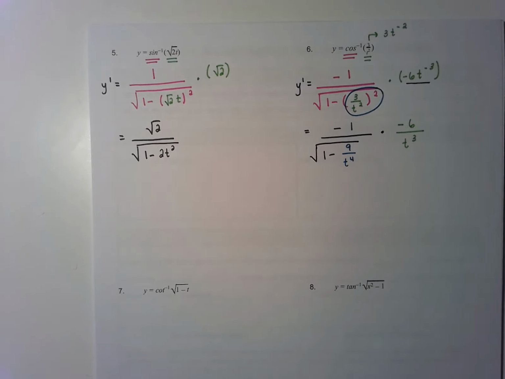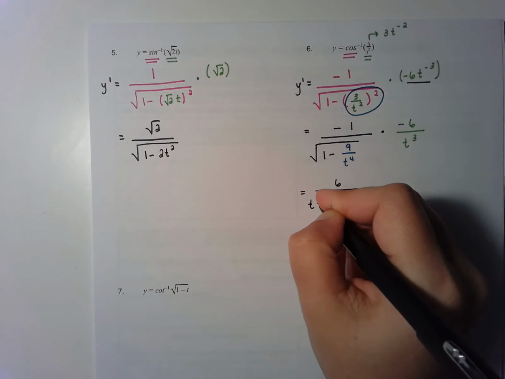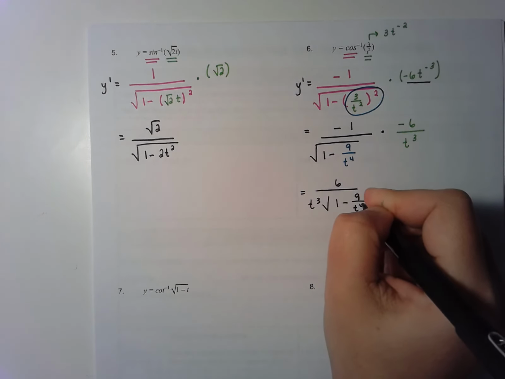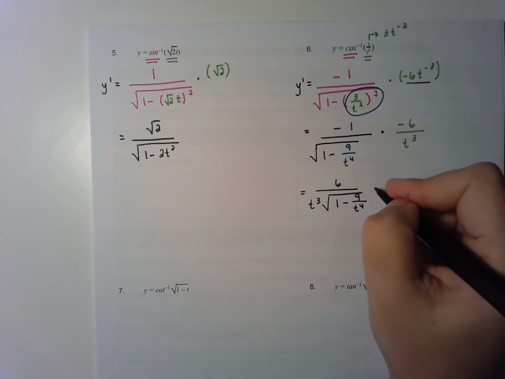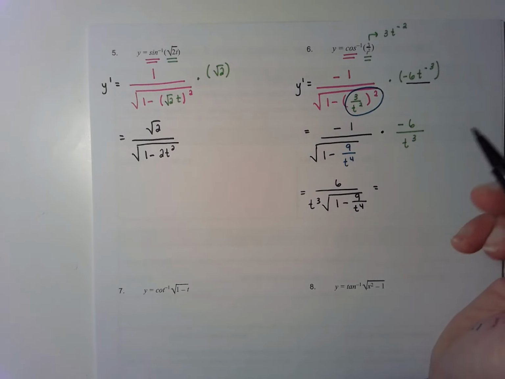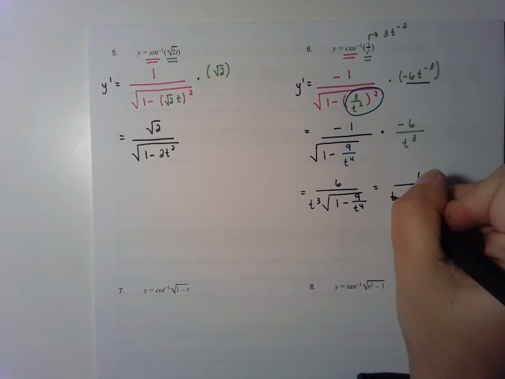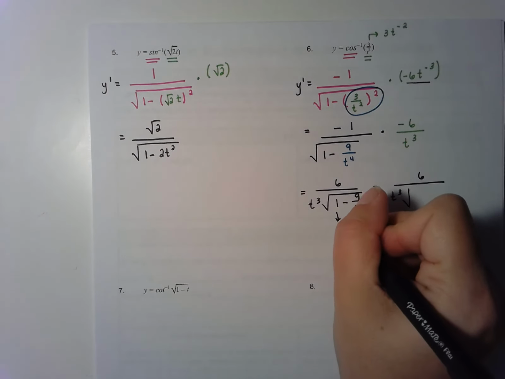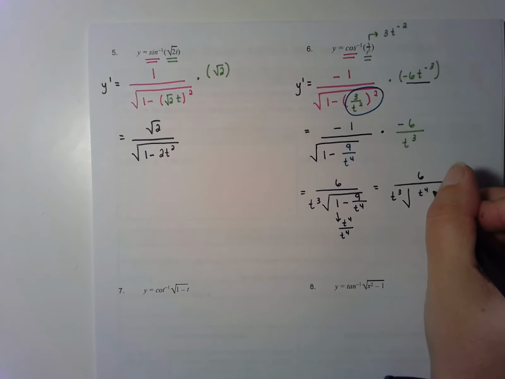Now I'm going to multiply these fractions together. So I'm going to have 6 over t cubed times the square root of 1 minus 9 over t to the fourth. Then, because it looks kind of messy with this fraction inside of a fraction, I'm going to make common denominators. So I'm going to have 6 over t cubed square root of, instead of 1, I'm going to think about this as t to the fourth over t to the fourth. So I'm going to have t to the fourth power minus 9 over t to the fourth power.